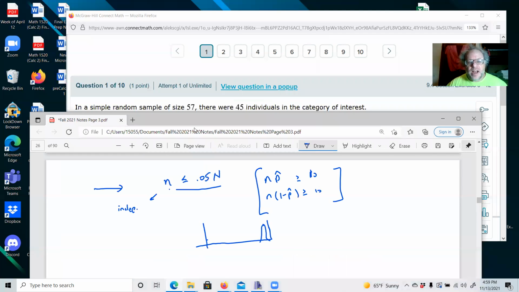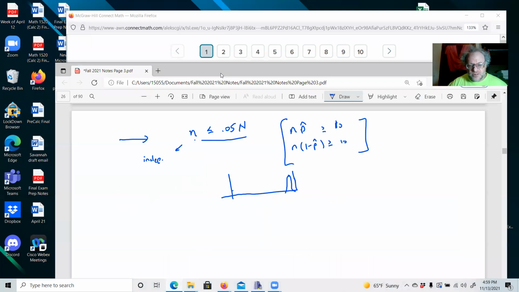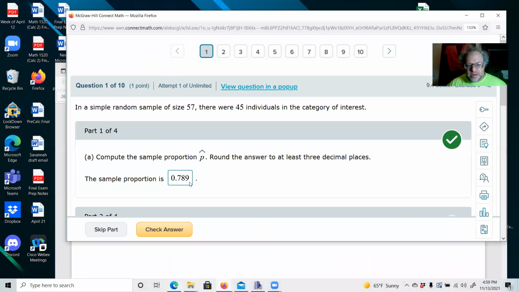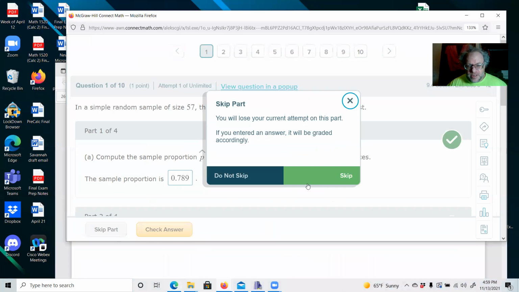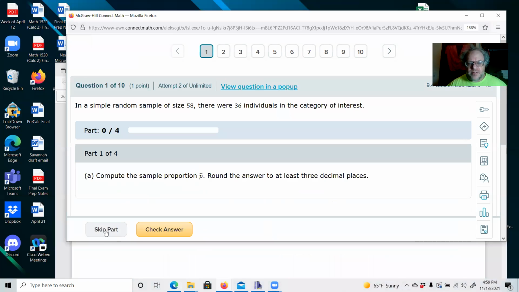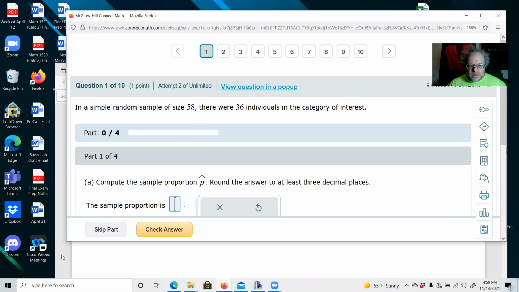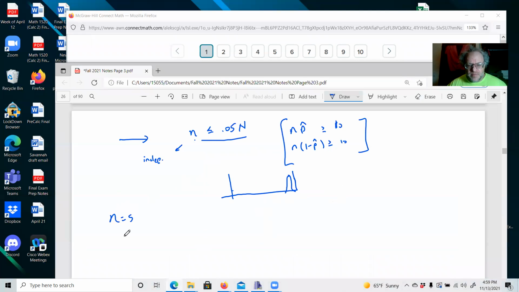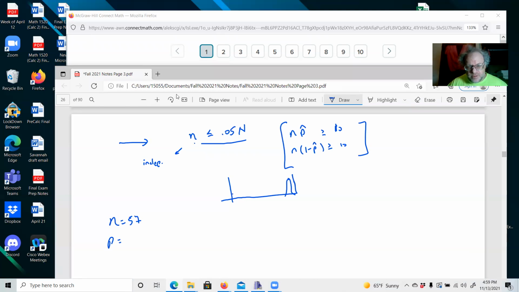We have a sample size of 57, and there's 45 individuals of interest. Actually, let me go ahead and regenerate this one. I'll say skip, so we can get a fresh problem here. Try another. Perfect. So in this case, we have 57 individuals, 36 of them provided an answer to a question. For 57, we have x equal to 36.